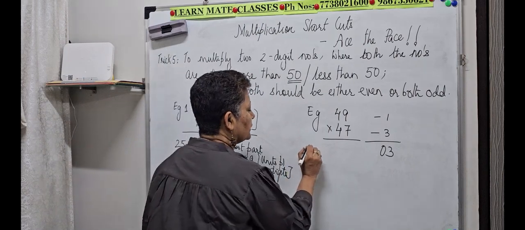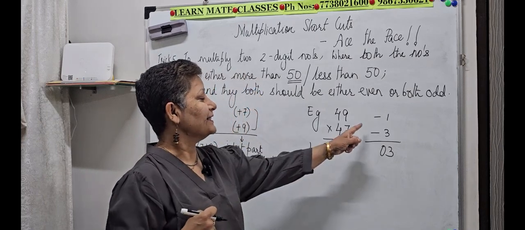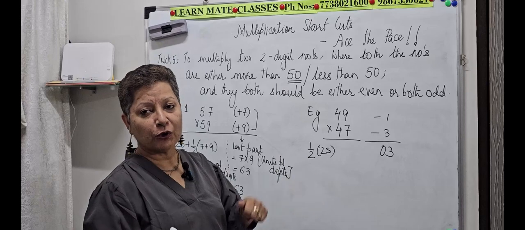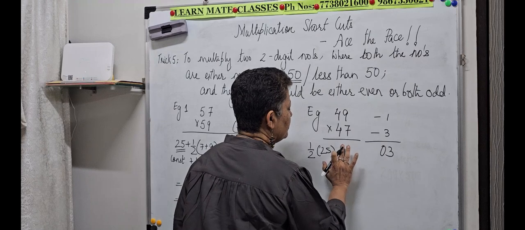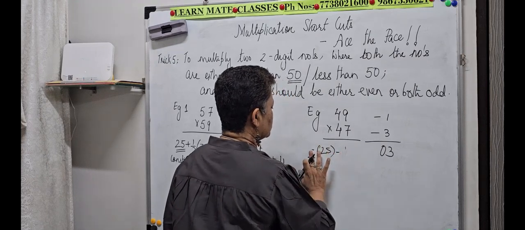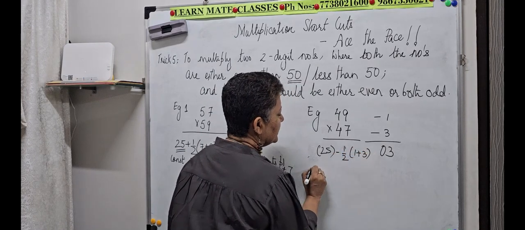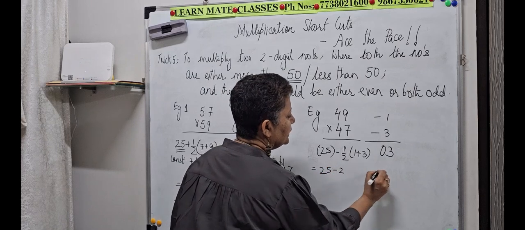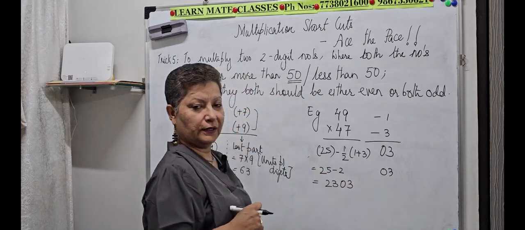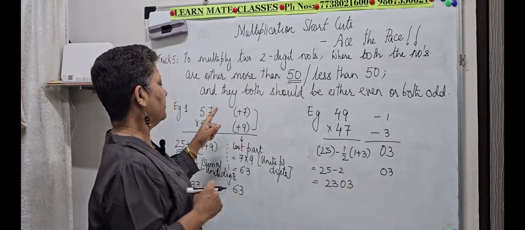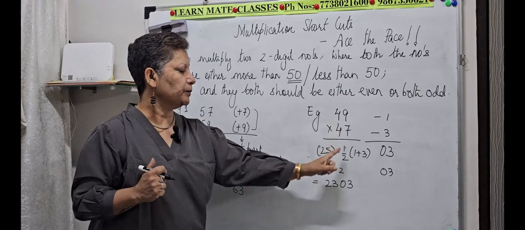Now, again, I told you the constant part is half, 25. And this time, since it is less, am I going to be adding or subtracting? Obviously, subtracting. So I'm going to be subtracting half of 1 plus 3 from 25. That gives you 25 minus 2 here and 03 here. So that's 2303. Is that okay? The only difference between the more and the less numbers was that you had to take a plus here and a minus here.